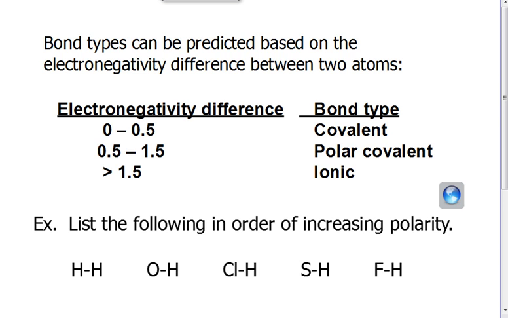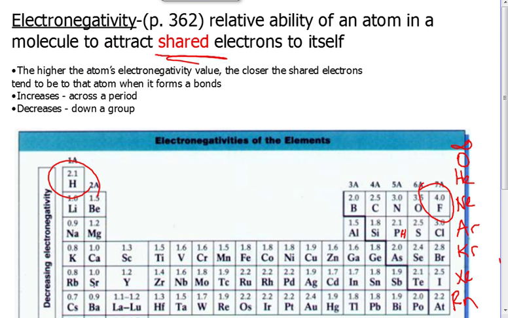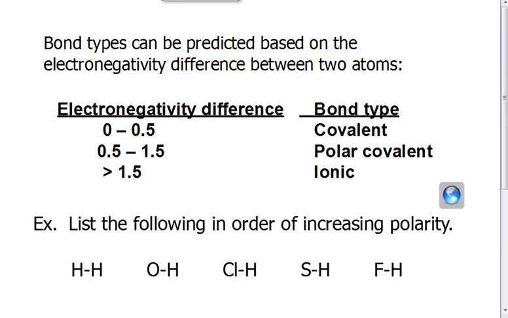So did I actually give you this periodic table in your notebook? Okay, great. So we just said hydrogen was 2.1. Which is stronger, hydrogen or hydrogen? They're equal. So is that going to be covalent, polar, or ionic? The difference between 2.1 and 2.1 is nothing. So that would be covalent.